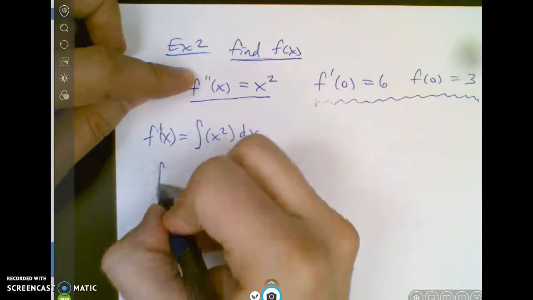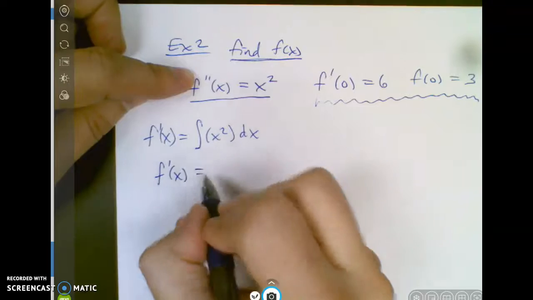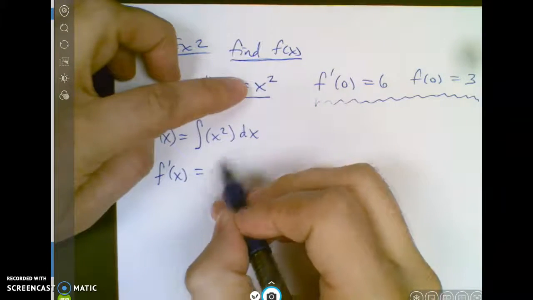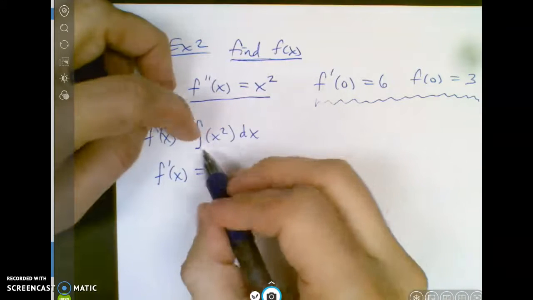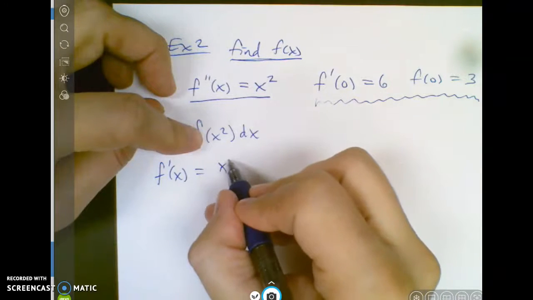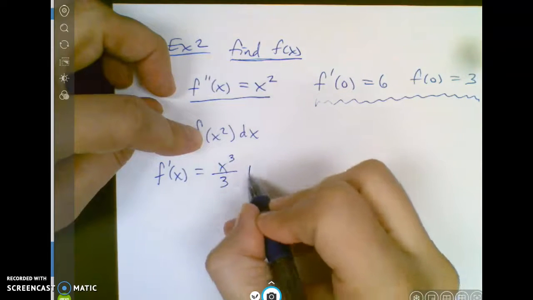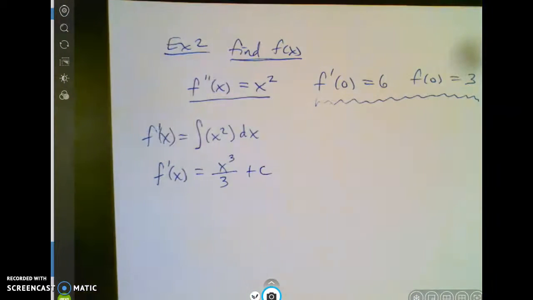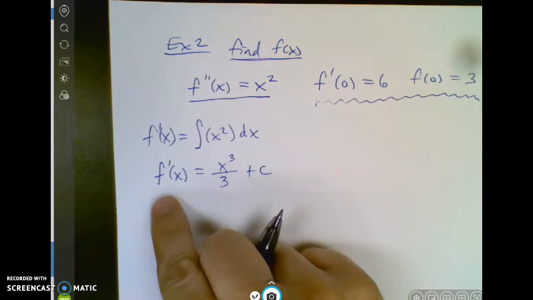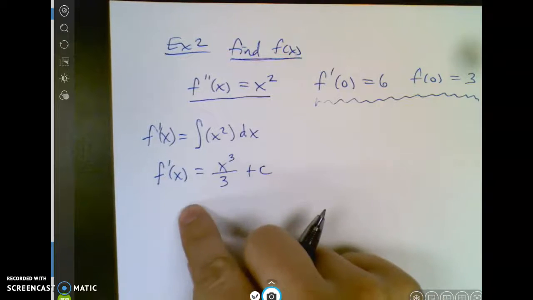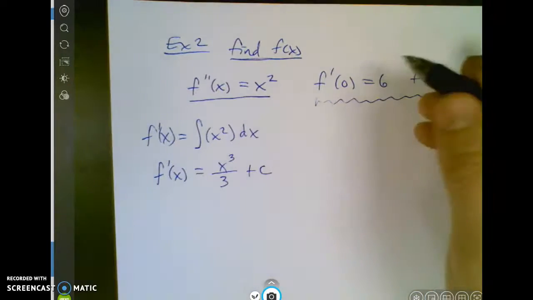Okay, that's easy enough. If I go backwards a step and take the integral, then I'm raising up the power by 1, right? X to the third divided by my new exponent plus c. So far, so good. But I don't want f prime of x, I want f of x. Before I do the integral of this, I want to use my given info.